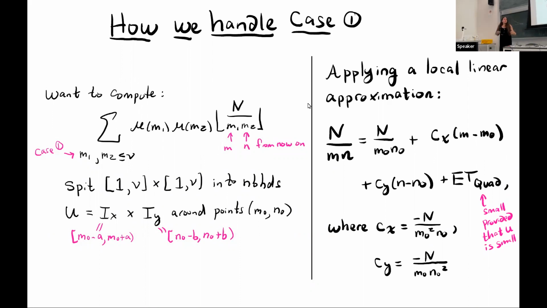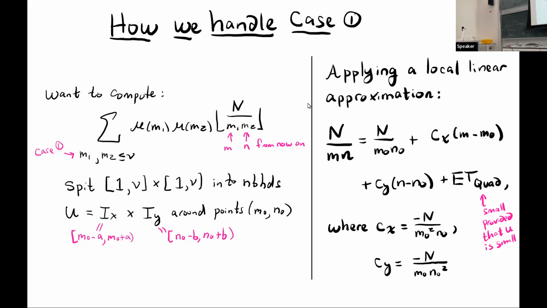And the reason I'm doing this is because I'm going to apply a local linear approximation now. And so that's what's happening on the right over here. We do a local linear approximation. And so we rewrite n over mn in terms of n over m naught n naught plus a constant times m minus m naught plus a constant times n minus n naught plus a quadratic error term.